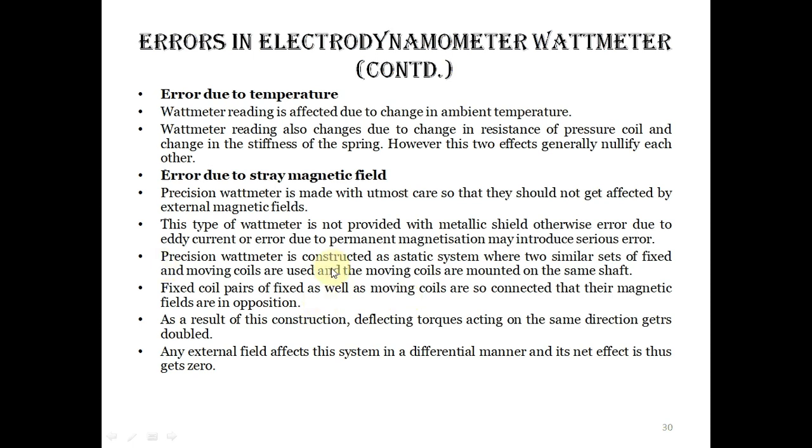Precision wattmeter is constructed, okay, moved around the same shaft. Fixed coil pairs of fixed as well as moving coils are so connected that their magnetic fields are in opposition. As a result of this construction, deflecting torques acting in the same direction get doubled. Any external field affects this system in a differential manner, and its net effect thus gets zero.